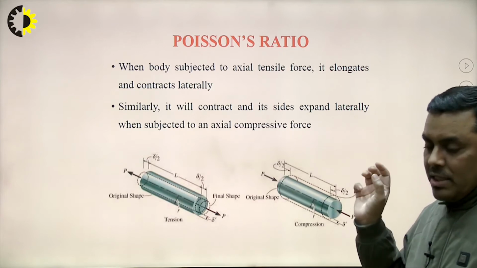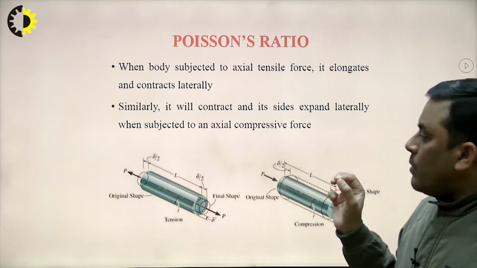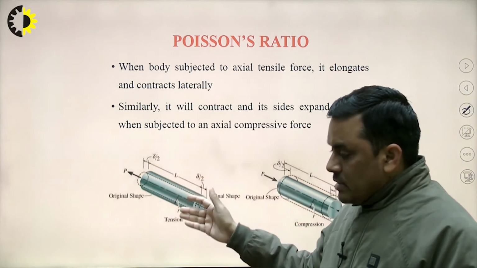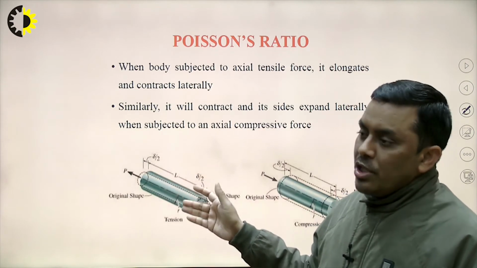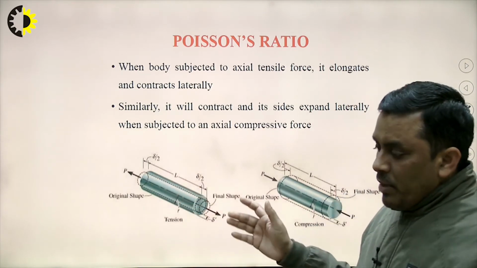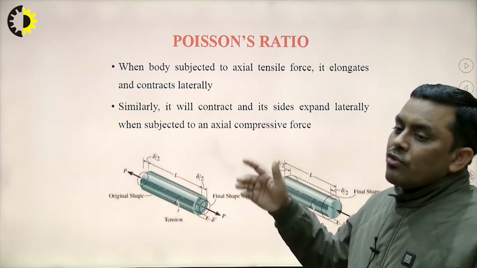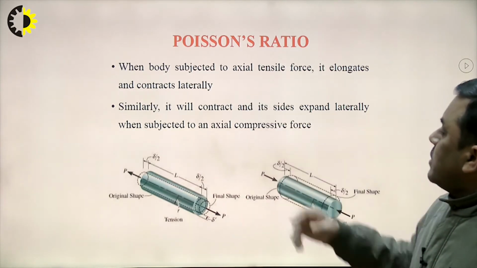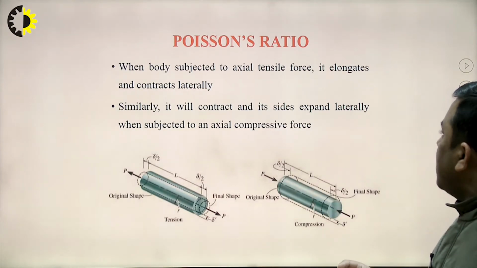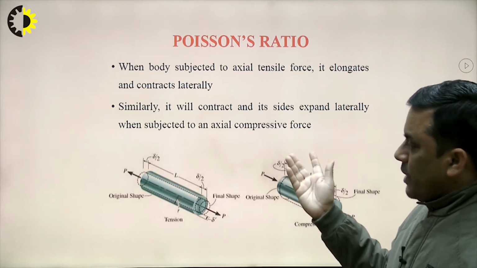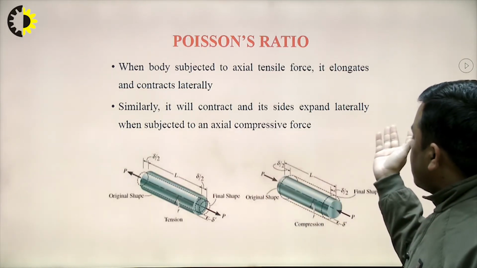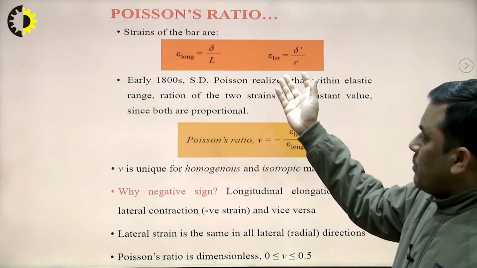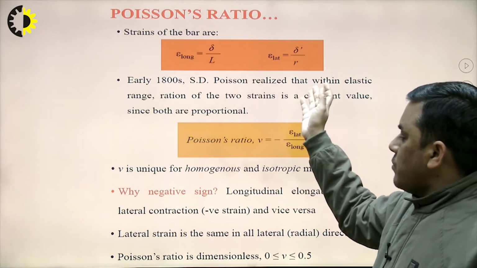So, within the elastic limit, it is the ratio of lateral strain, that means strain in the perpendicular direction of force, to longitudinal strain, and within the elastic limit for a particular material, it is a constant quantity. So, this is what is known as Poisson's ratio. Okay. This is written also here: when a body is subjected to axial tensile force, it elongates and contracts laterally. Similarly, it will contract and its sides expand laterally when subjected to compressive force, and the ratio of these two types of strains is known as Poisson's ratio.